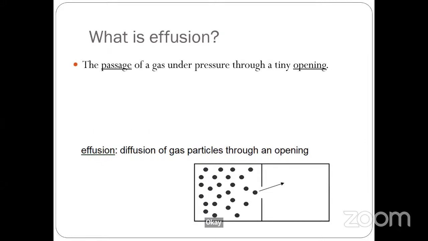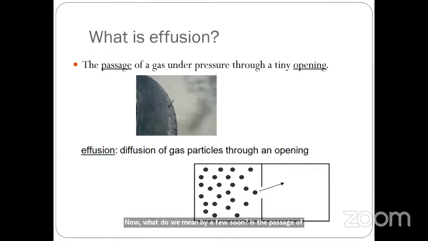Now, what do we mean by effusion? It is the passage of gas under pressure through a tiny opening. And this is an example. If you have the wheel of a car, you have the tire, and then it gets punctured by a nail. What is going to happen? It's going to go flat eventually if care is not taken. What is happening there is that through the opening, gas is escaping. That is effusion. So effusion of gas particles is through an opening.